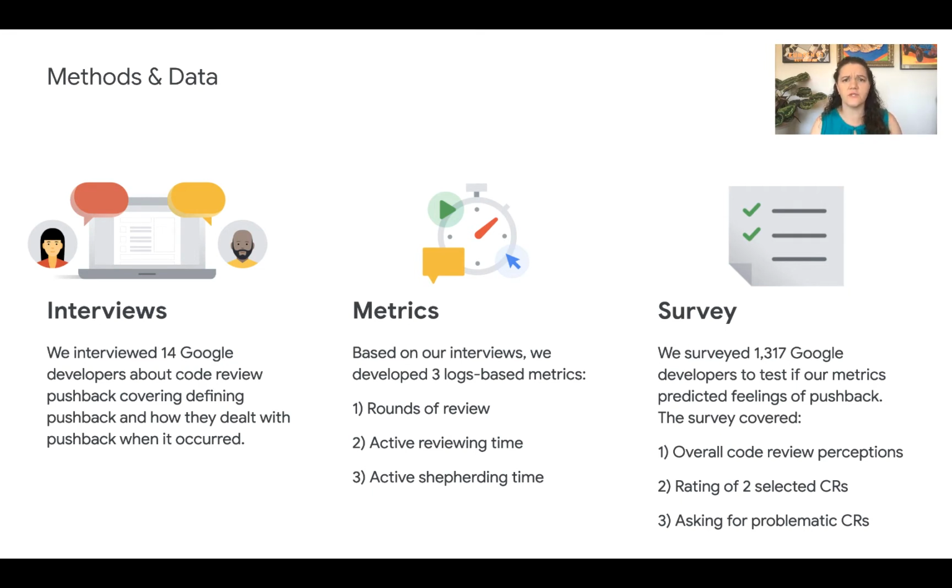The first of those is rounds of review, and a round of review would be a batch of comments that an author or reviewer would send back and forth. We also looked at active reviewing time, which is the time that a reviewer spends in the review tool itself, looking at the code and providing comments. And the third metric is active shepherding time. This is the time that the author spends in the code review tool looking at and responding to comments, as well as the time that they spend revising the code based on the comments that they receive.